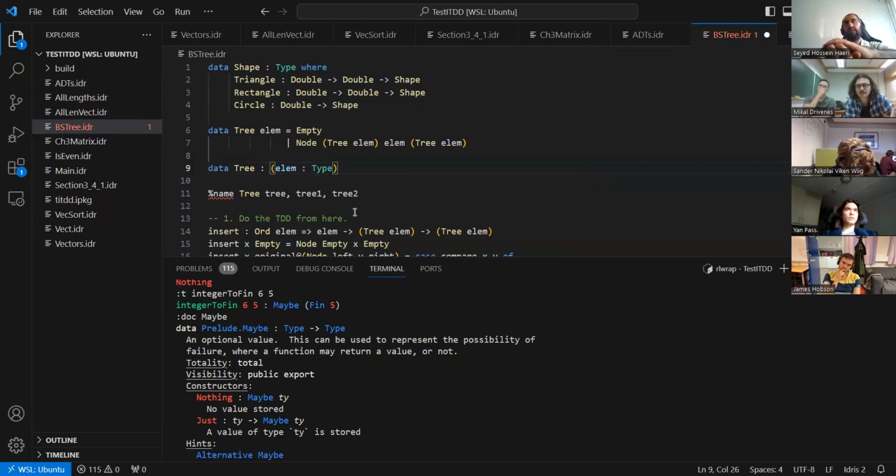So by doing so, you are saying that elem is a type. Yeah. But you're not stating the type of tree. The question is, what is the type of tree? Type to type. No. Ah, very good. So that's the right type, because tree takes a type and only then it becomes a type. Yeah. Right.